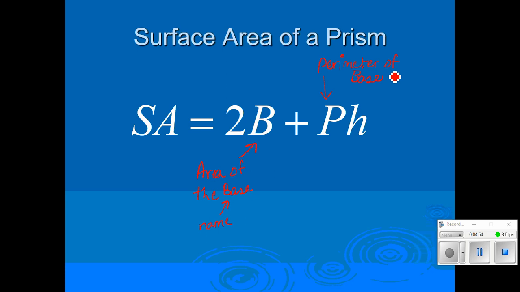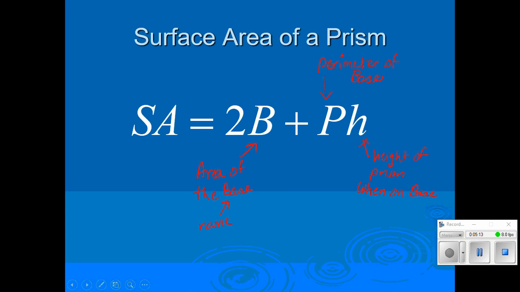That base is really important. That's why we need to figure out its name first. The perimeter of the base. And then the H stands for the height of the box. Now remember, the height of the prism when on its base, because sometimes, again, boxes get knocked over.